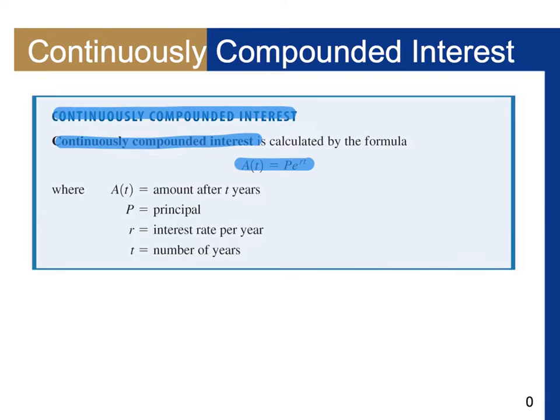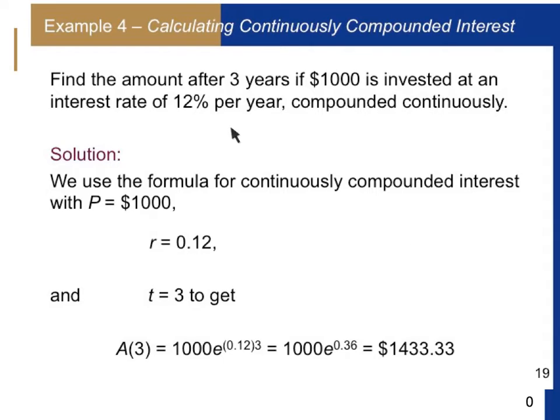A is the amount after t years, p is the principal. That's how much we invested. r is our interest rate as a decimal, and t is the number of years. We don't need an n, right? Okay, so let's look at an example of that. Find the amount after 3 years if we invest $1,000 at an interest rate of 12% per year, compounded continuously.